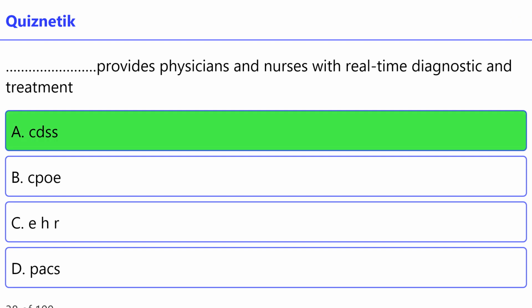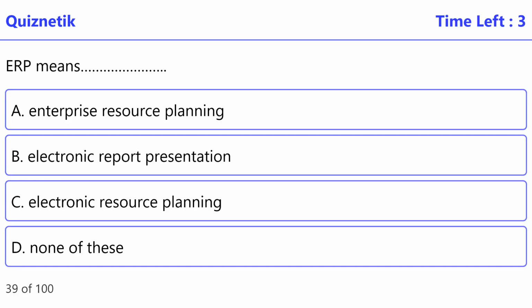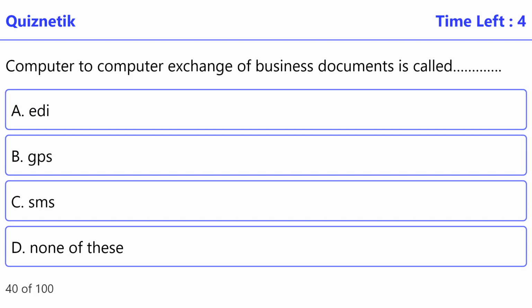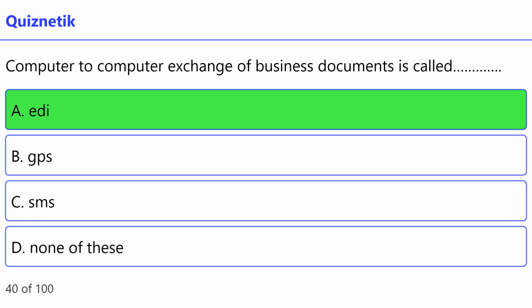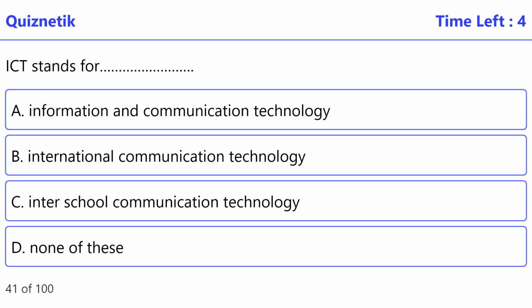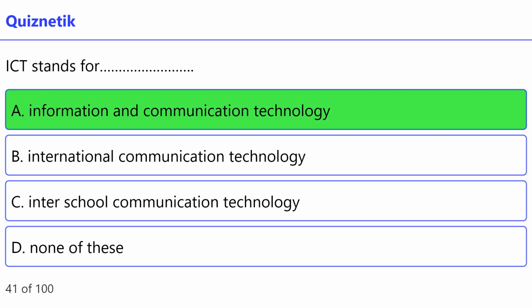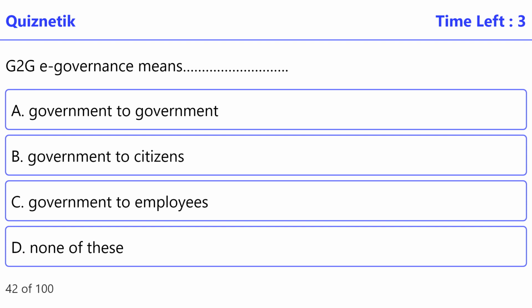Correct option is A, CGSS. ERP means? Correct option is A, enterprise resource planning. Computer-to-computer exchange of business documents is called? Correct option is A, EDI. ICT stands for? Correct option is A, information and communication technology.